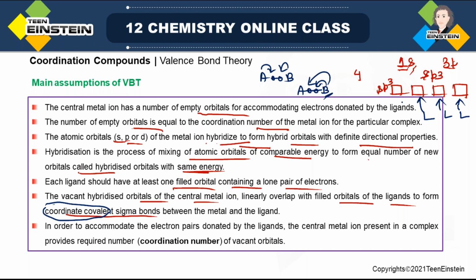Suppose four ligands are donating because the coordination number is 4. So all these electrons in blue color are actually coming from the ligand, not from the metal. Each vacant hybridized orbital of the central metal linearly overlaps with the filled orbitals of the ligands so that it can form a coordinate sigma bond, in order to accommodate the electron pairs donated by the ligands. The central metal ion present in a complex should provide the required number of vacant orbitals. So here 4 ligands are associated with the metal, ML4. So M must have 4 vacant orbitals so that it can fulfill the coordination number. That is mentioned in the last line.